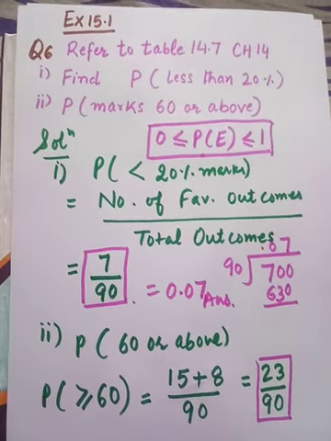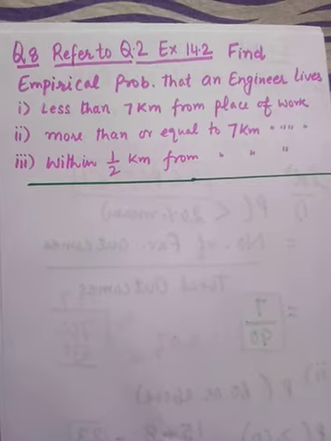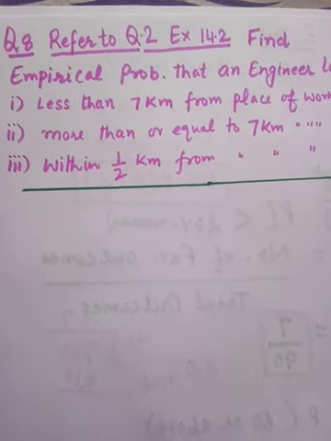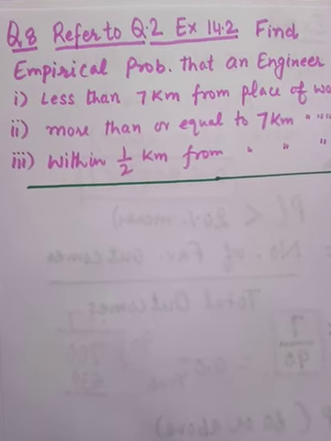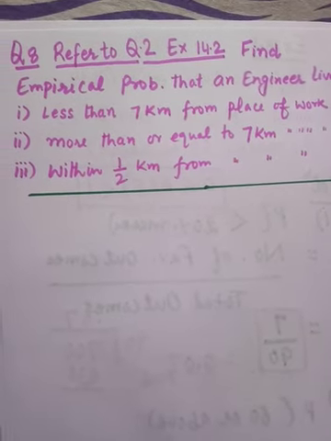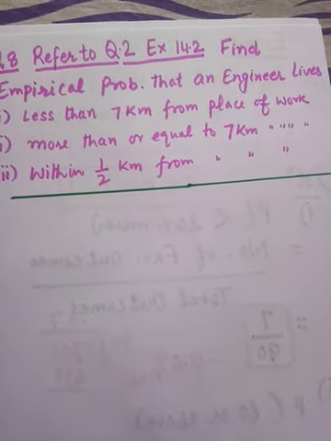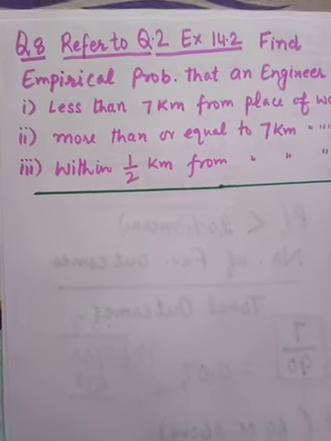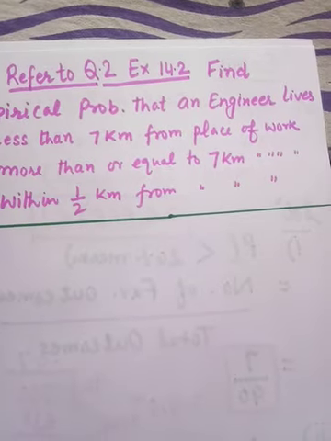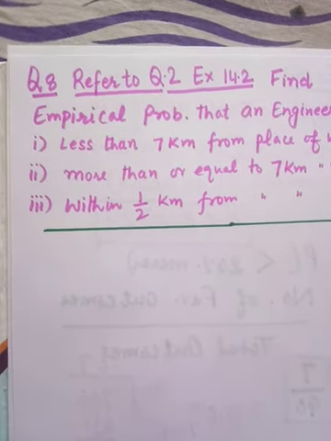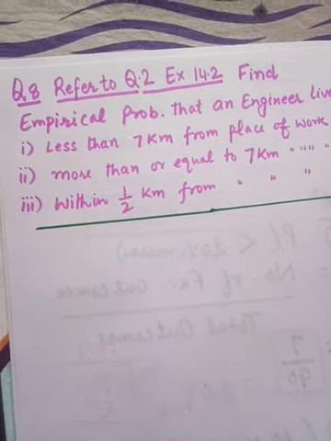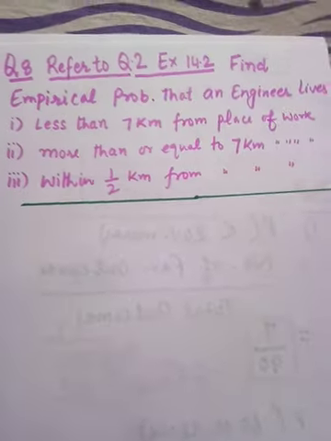Let's take now the next question. Students, let's have our next question as question number 8, which refers to question number 2 of exercise 14.2, and in that find the empirical probability that an engineer lives: number 1, less than 7 km from the place of work; number 2, more than or equal to 7 km from the place of work; number 3, within half a kilometer from the place of their work. So let's have the table for that, or the data for that.